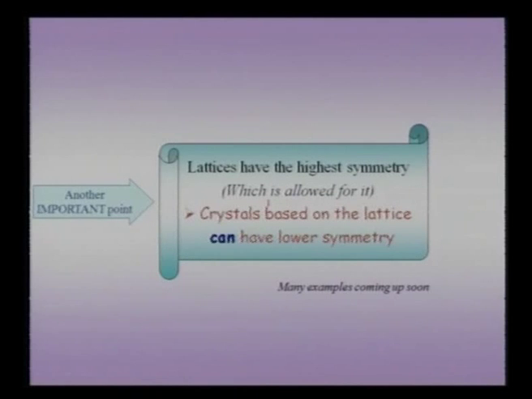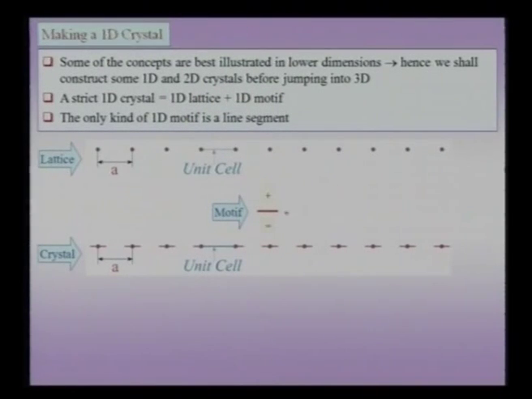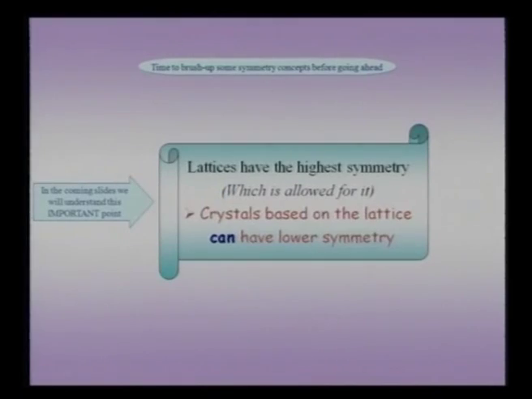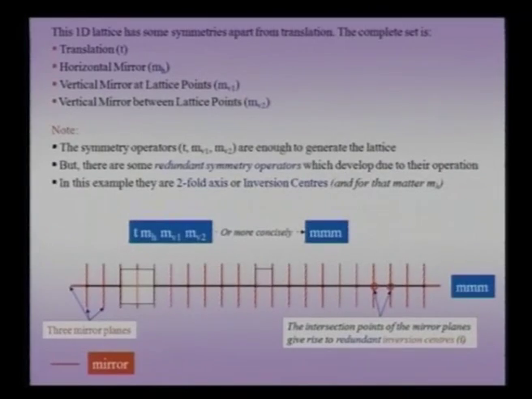which will, I am sure, make the concept clear beyond doubt. So, let us try to make some crystals in one dimension, two dimension and three dimension to understand some important concepts, especially related to the lowering of symmetry on the formation of a crystal. And we shall use our familiar language of crystallography to understand these concepts. Let us start with one dimension, and this we have already considered before, wherein we took a motif which is in the form of a line segment, and we decorated a one dimensional lattice to form a crystal. Now, we just stated that crystals can have lower symmetry than the lattice from which we start off.